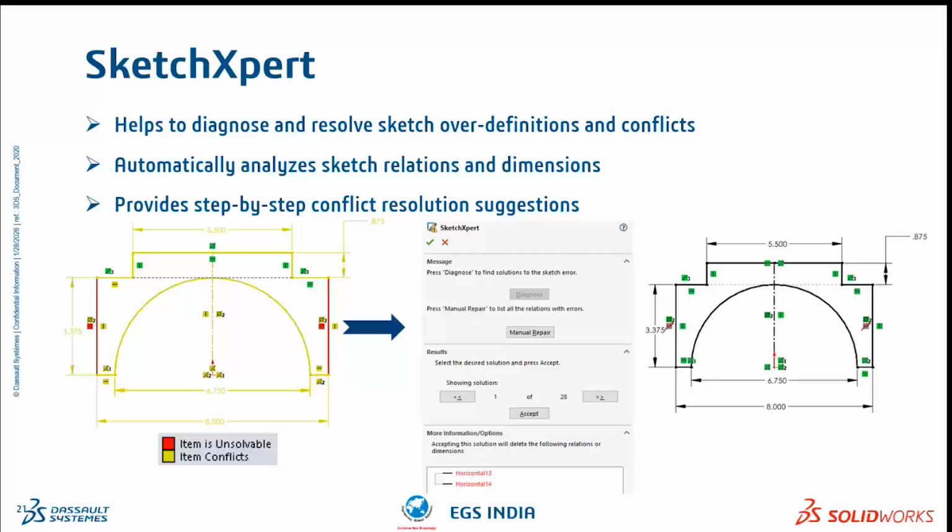Then the Sketch Xpert. Sketch Xpert helps us fix sketch errors, especially overdefined sketches or conflicting relations. When a sketch has too many dimensions or relations, it becomes difficult to edit. The Sketch Xpert automatically analyzes all the sketch relations and dimensions. It will diagnose and show the possibilities to resolve the error faster, and it also suggests the best options to easily solve the sketches here.